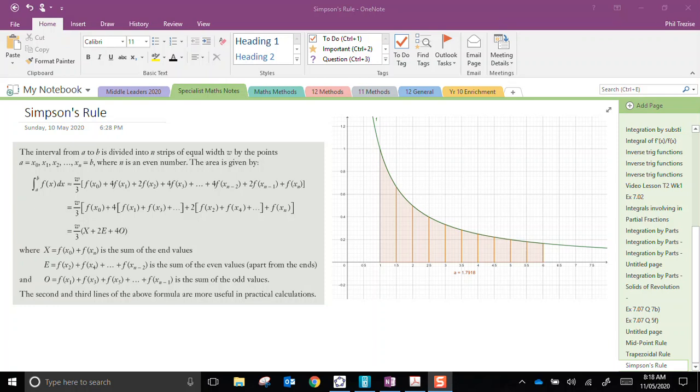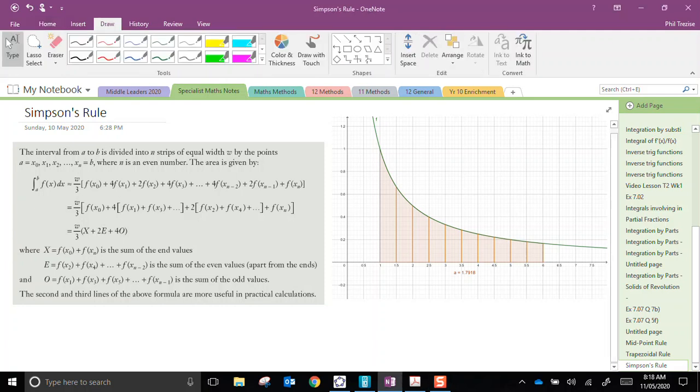Hi everyone, this lesson is about using Simpson's rule. This is the last of our numerical integration formulas, and you can see we have Simpson's rule written out here. It's written out in full there. The second line is the way that I like to use Simpson's rule. So this one here is the way I like to use this.